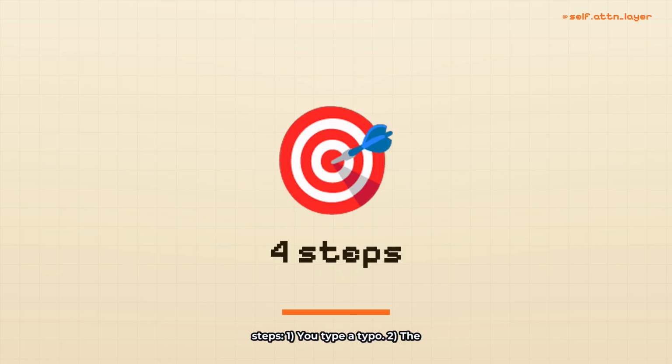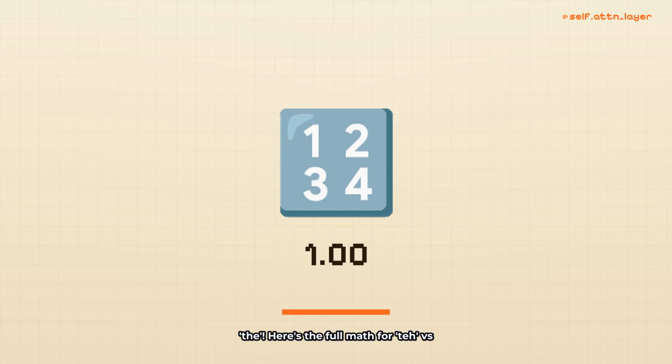Let's recap the steps. 1. You type a typo. 2. The phone turns it into a secret code. 3. It compares that code to all real words using cosine similarity. 4. It picks the word with the highest score. Boom, "te" becomes "the." Here's the full math for "te" versus "the."